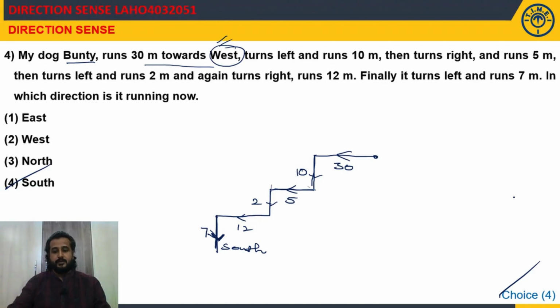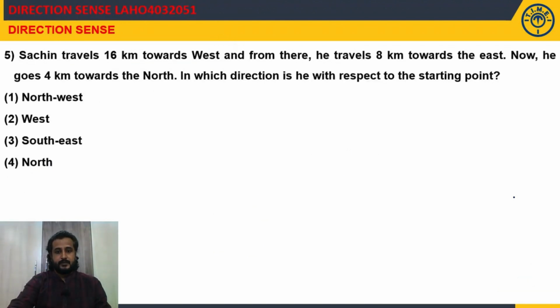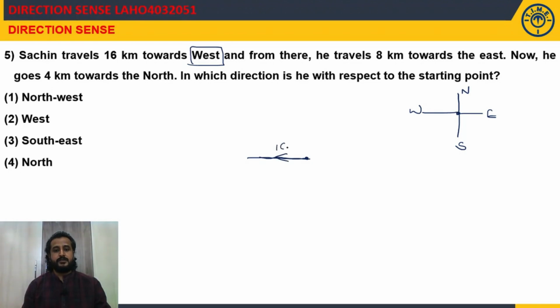Clear? Okay. Move ahead. Next. Sachin travels 16 kilometers towards west. Initial direction is given, so no issue. On a paper, east, west, north, south. Sachin travels 16 kilometers towards west from the starting point. From there, he travels 8 kilometers towards east. Now, he is at this point, a typical statement.